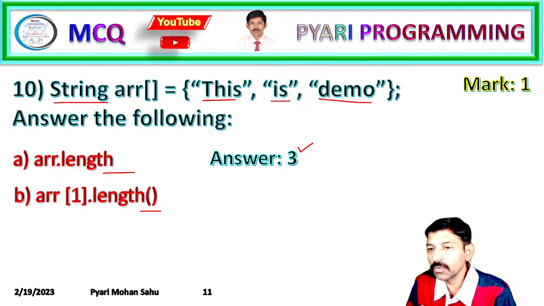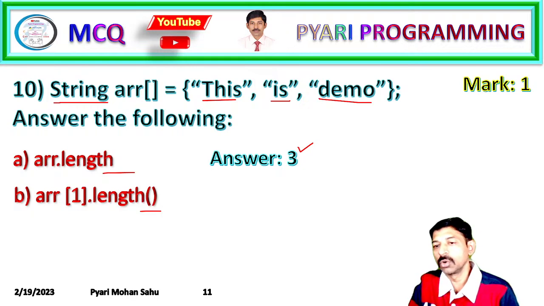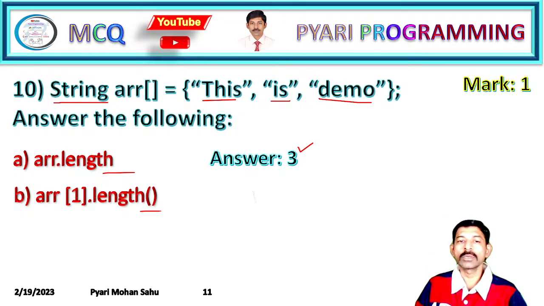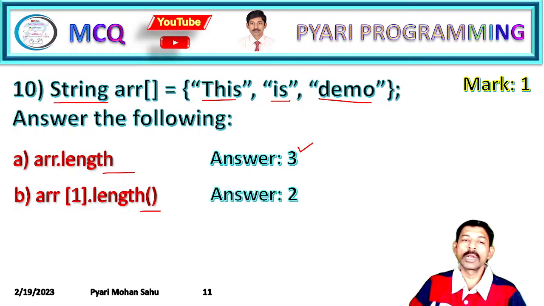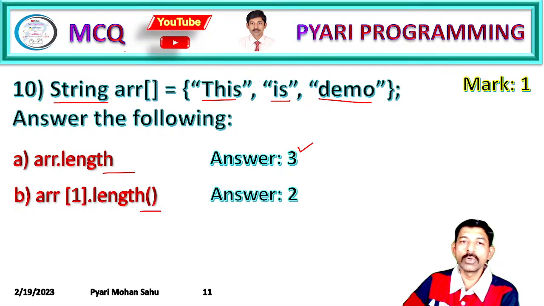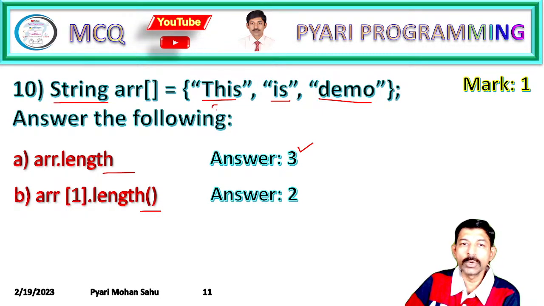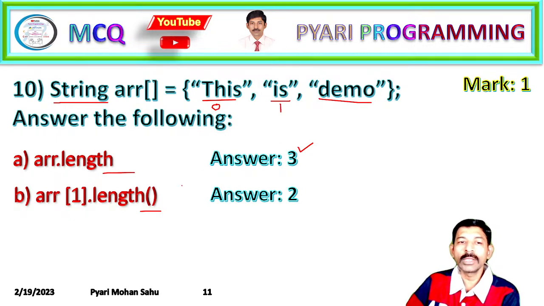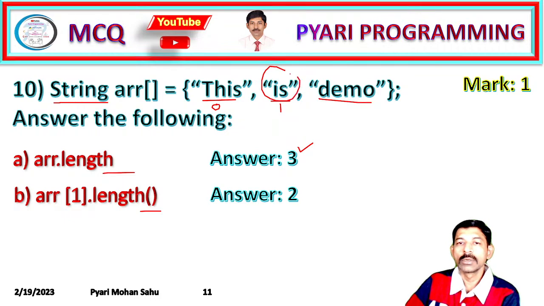Yes, because ARR of 1 is a string. Good. The answer is 2. The reason behind this is that this is my 0 position. This is my 1 position. Length function will return the number of characters. It contains 2 characters. So that's why the answer is 2.